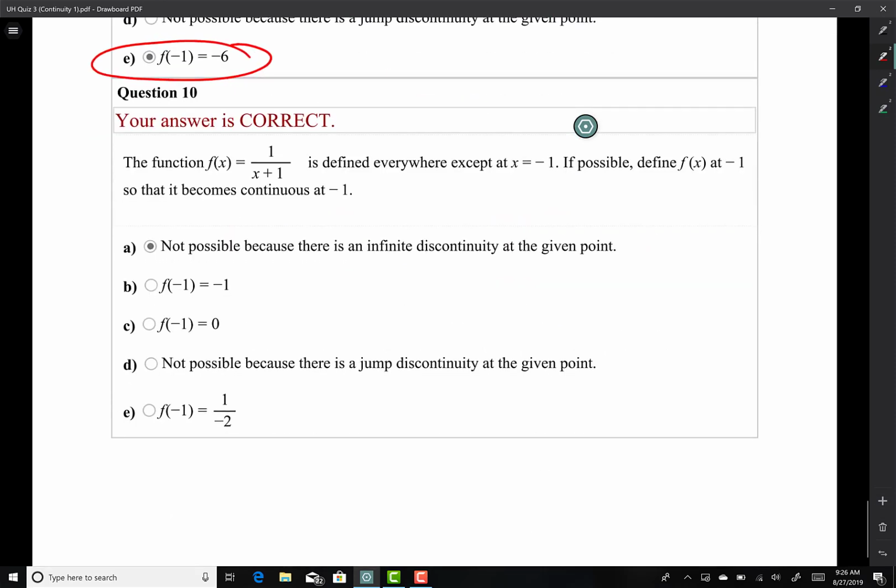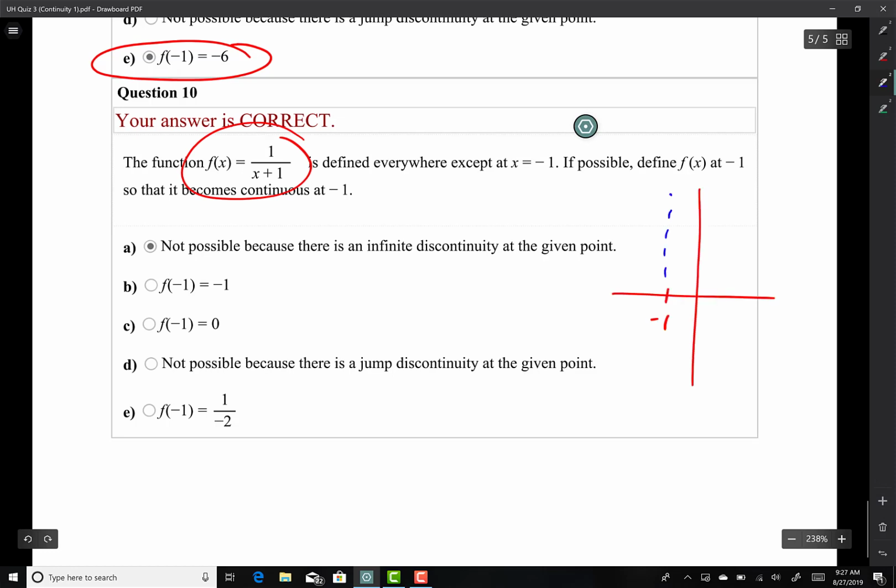The function f of x equals 1 over x plus 1 is defined everywhere except negative 1. If possible, define f of x at negative 1 so it becomes continuous at negative 1. Not possible, guys. Look at the function. 1 over x plus 1 looks like this. Here's negative 1, and that's a vertical asymptote there. And you look something like this. Positive infinity, you cross the y-axis at the y value of 1, and horizontal asymptote of 0. And you look something like this. So it's not possible because you have an infinite discontinuity.